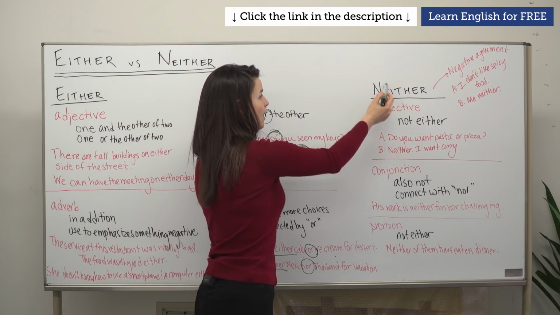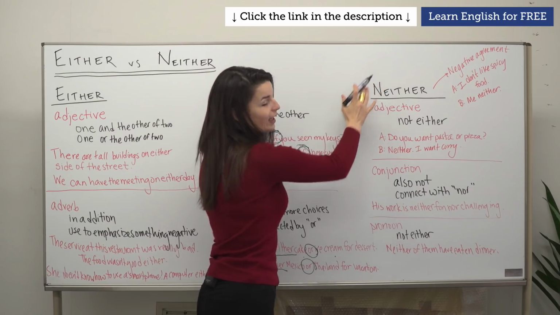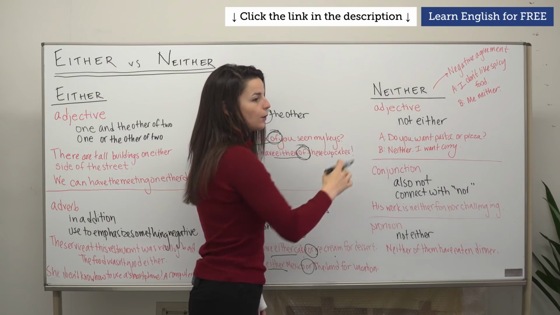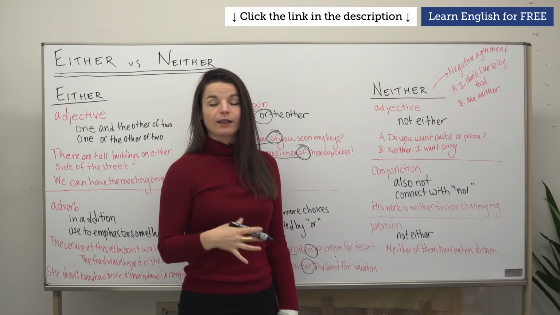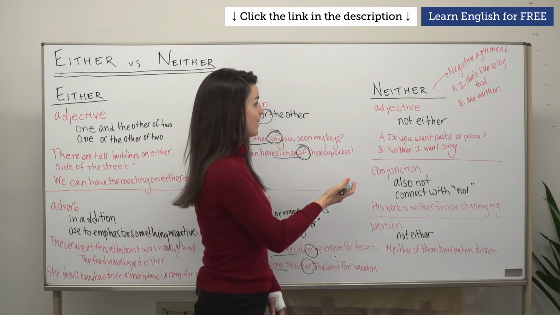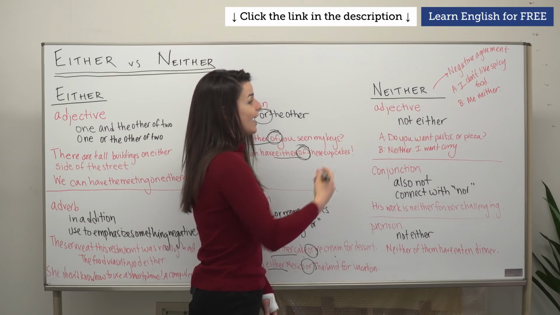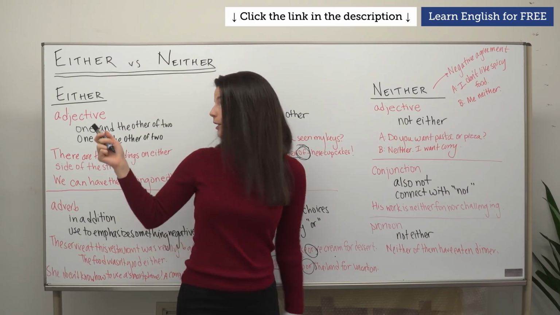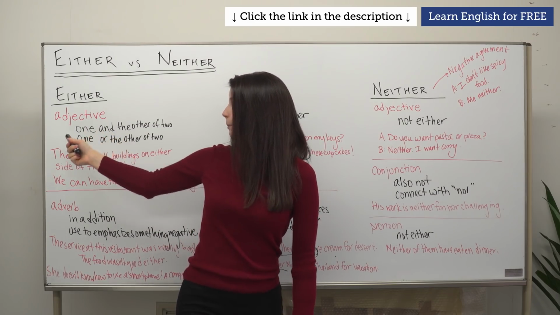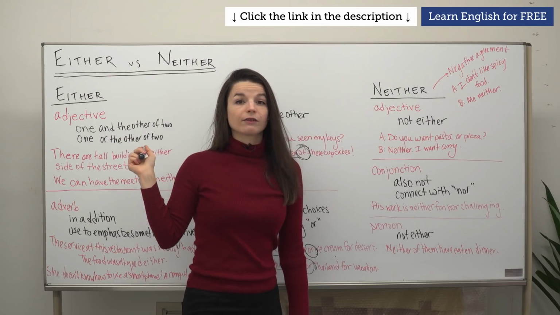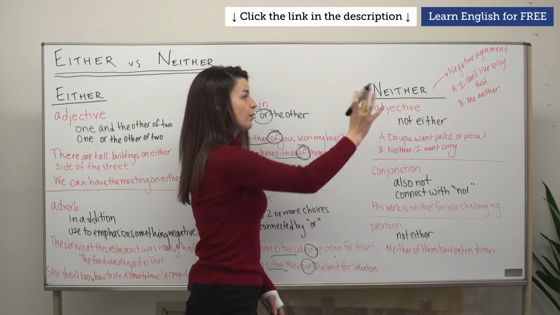So here, we can see that either remains in the word. We just have an N at the beginning. So that tells us neither is really the negative form of either, meaning not either. That's the meaning of neither. So as an adjective then, we can assign the same meaning, not either. So we learned either as an adjective means one and the other of two, or one or the other of two. The opposite is true for neither.